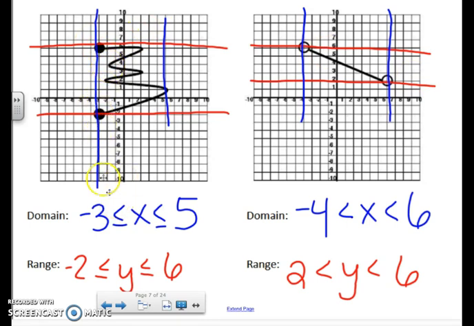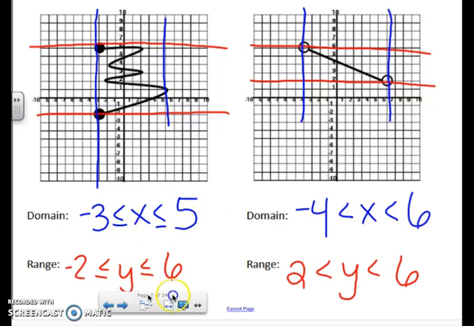So if you look at your domain, the furthest left that it went that I drew this line through was a -3, so that's why -3 is here. The furthest right it went should be a 5. It looks like it went a little bit over a 5. So again, since there was a line there, it means there's a point there, and so that's why I put equal to signs under all of them.